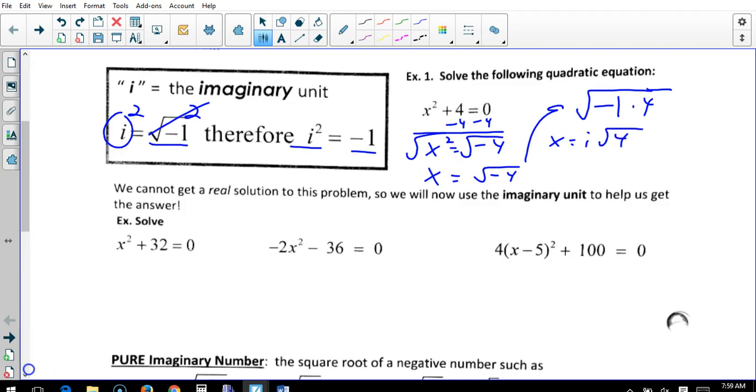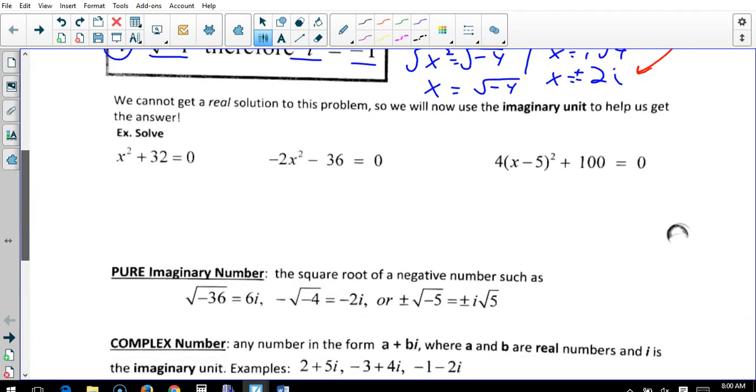We don't have to do this in 2 steps, I'm just showing you. And then we don't want to forget our plus or minus. And like I said, you can go from one here to here. I just want to show you why that's happening. We don't want to forget the plus or minus because when we're solving equations with square roots, we want to have plus or minus, because the square root of 4 is both positive 2 and negative 2. So we cannot get a real solution to this problem, so we're going to use the imaginary unit.